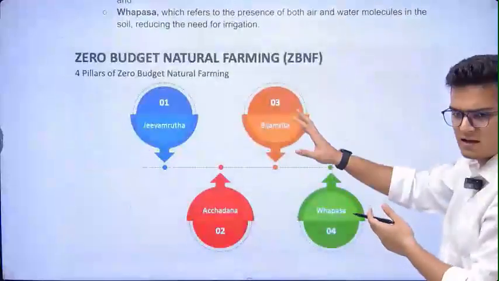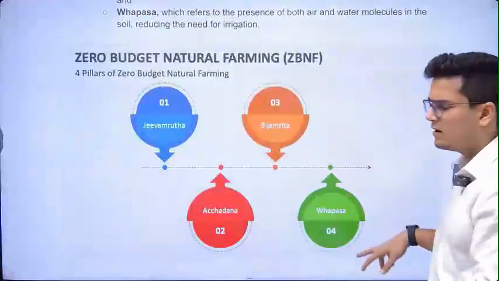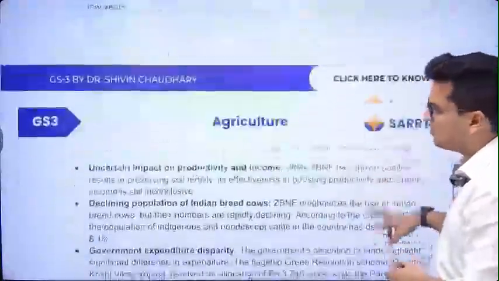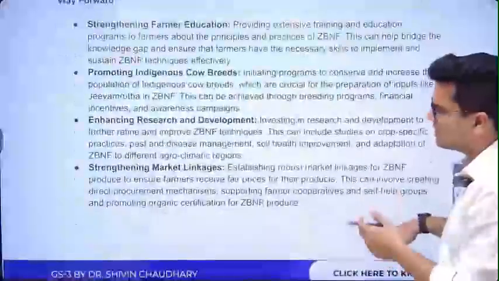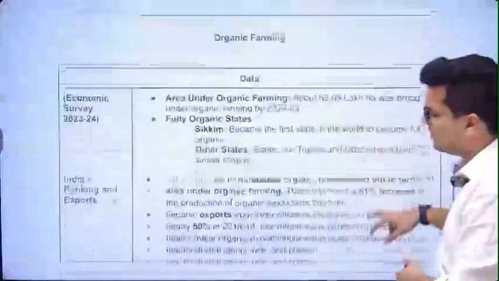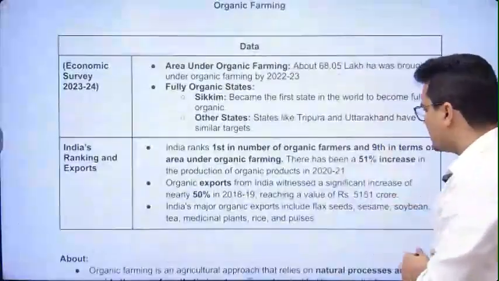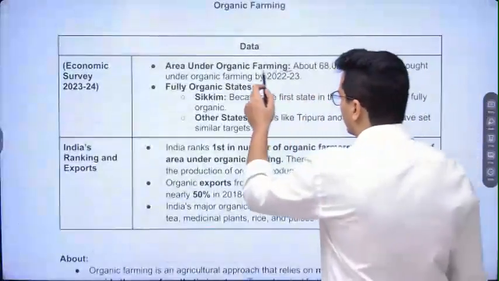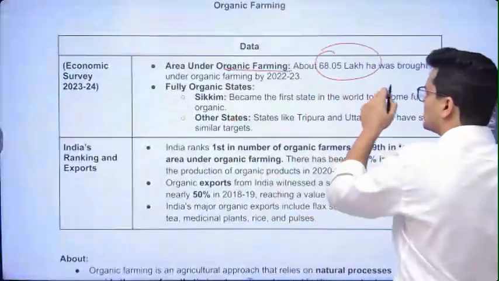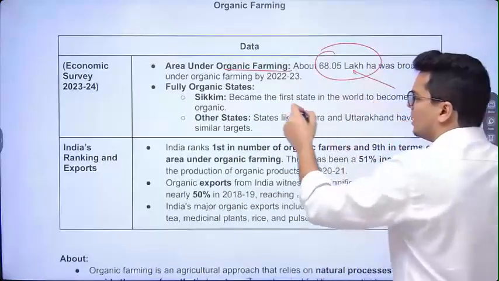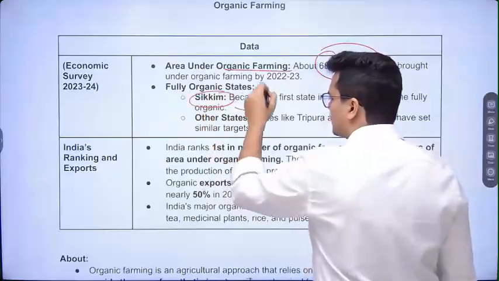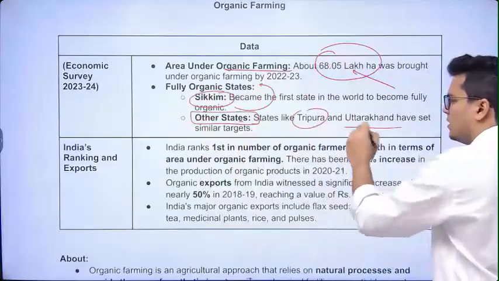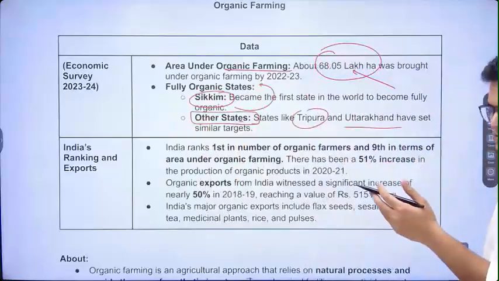We have seen it has 4 pillars, and assuming this much you already know. We've seen what its benefits are. We know what its problems are, the steps taken and what we can do. Now, similarly for organic farming, certain data has been given in this year's economic survey. It says that the area under organic farming now is about 68 lakh hectares. And Sikkim is a fully organic state. Other states, like Tripura and Uttarakhand, have also set similar targets.